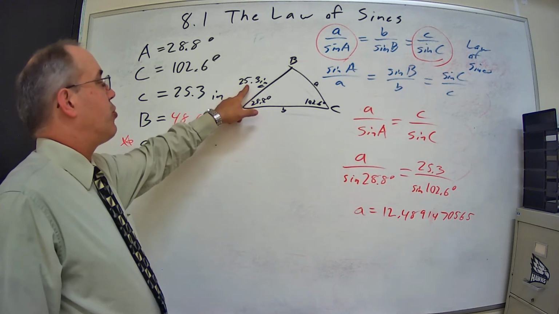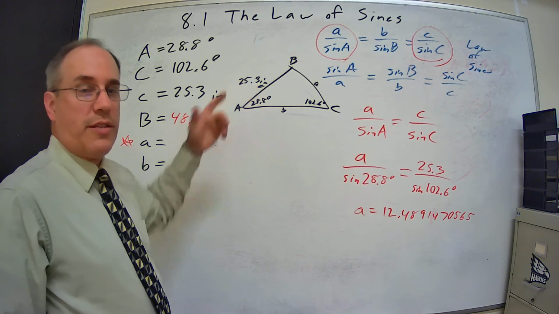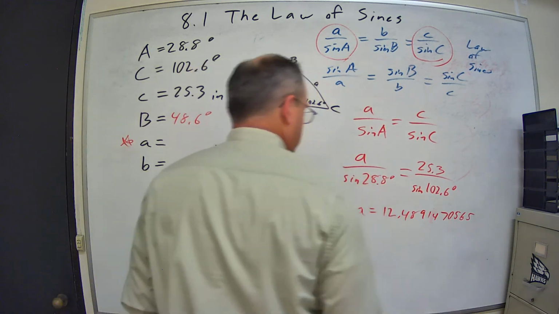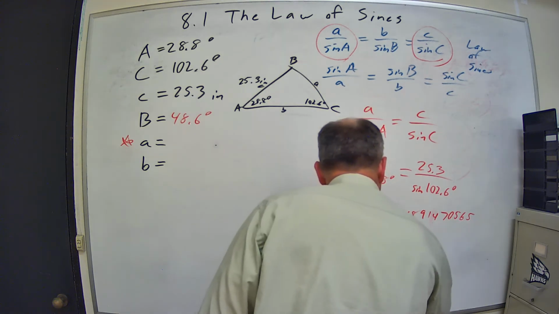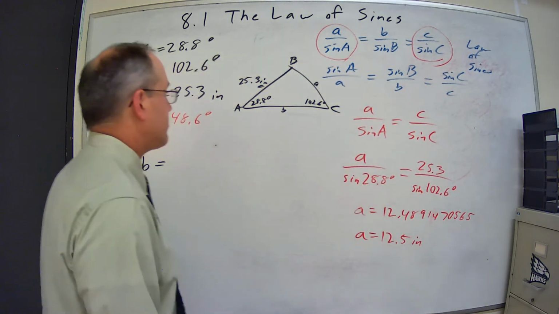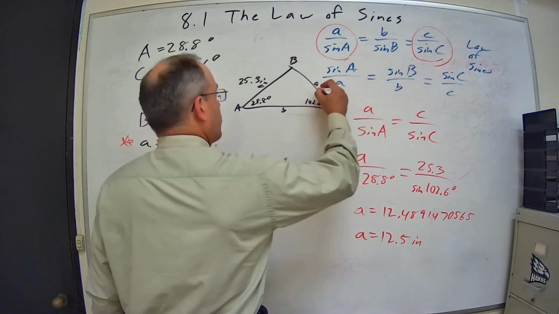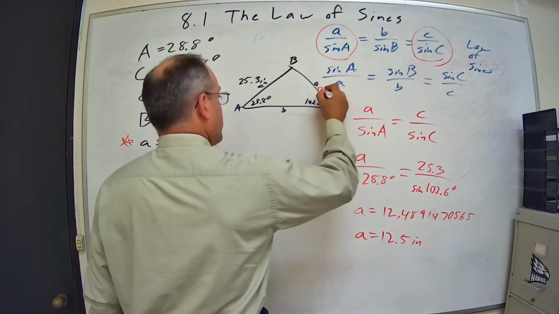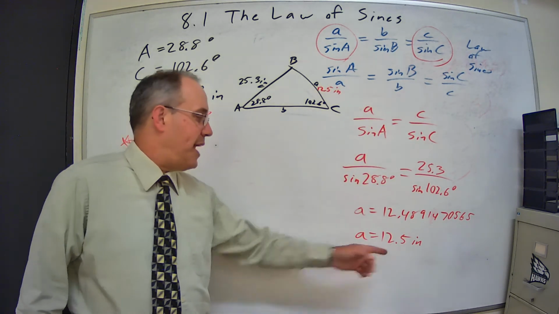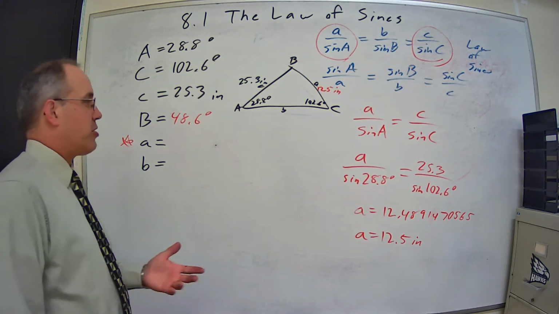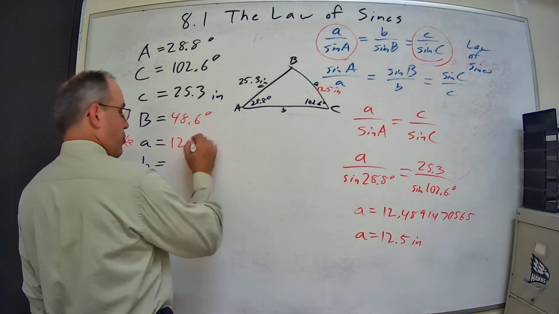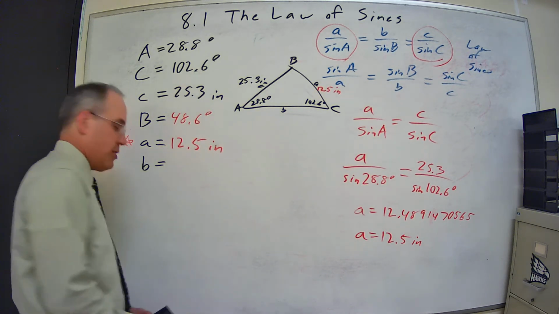This side is 25.3 inches, so basically to the nearest tenth, I'm just going to round this to the nearest tenth. A is equal to 12.5 inches. So 12.5 inches, and that's all I'm going to do for that. So that gives me A. So the question is, how do I find side B? I'm going to put that here, 12.5 inches. So I've solved that.